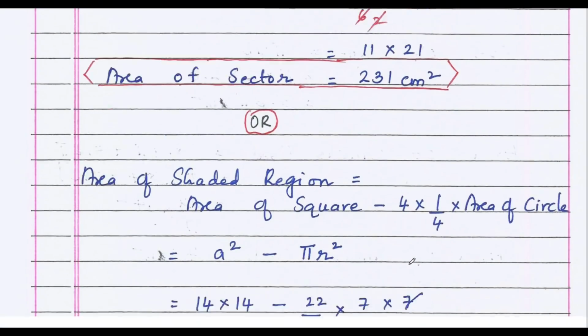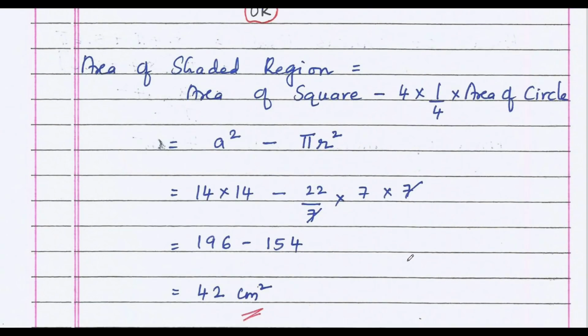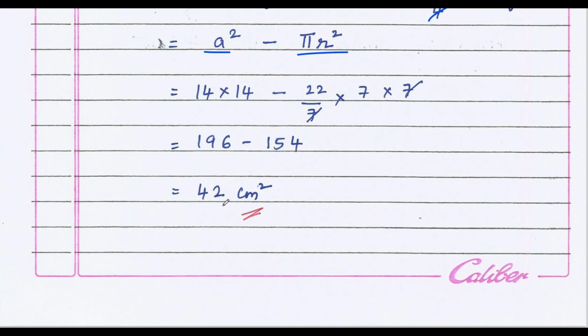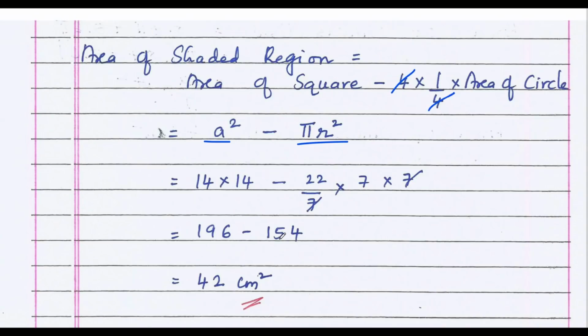Very simple question. Then finding the area of shaded region. The OR question, area of shaded region is what? Area of square ABCD minus 4 times the quadrant, or 1/4 of area of circle. 4 and 4 will cancel. Area of square is what? A square, that is length into length. Area of circle is pi r square. Substituting, we get 42 square centimeter.